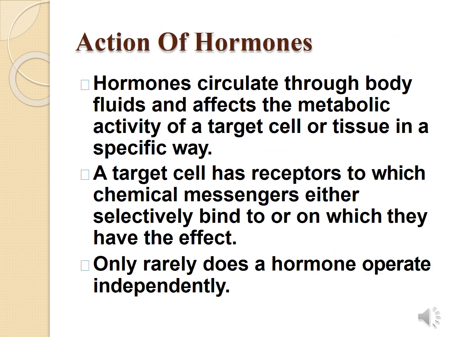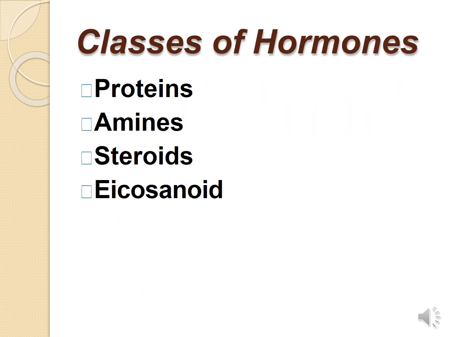Action of hormones. Hormones circulate through body fluids and affect the metabolic activity of a target cell or tissue in a specific way. A target cell has receptors to which chemical messengers either selectively bind or on which they have an effect.